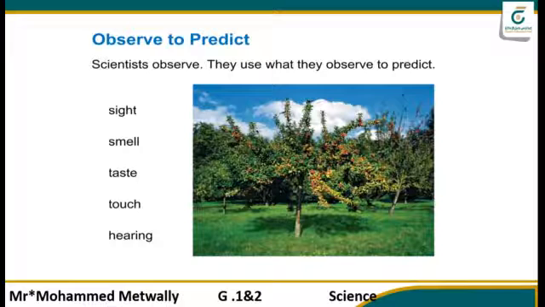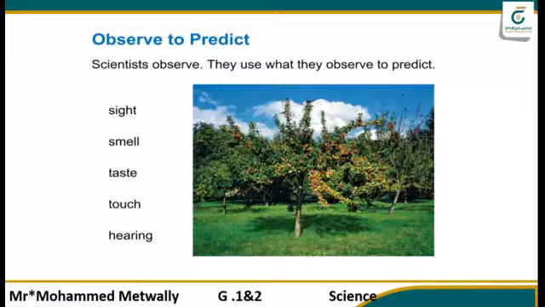You will know now how to observe and predict something. So to be scientists, you have to use inquiry. Inquiry means to ask and find out the answer to your question. Also, the skills that scientists have. First skill is observation. So, observe and predict. Observation is one of the skills that scientists have. So, scientists observe, and they use what they observe to predict.